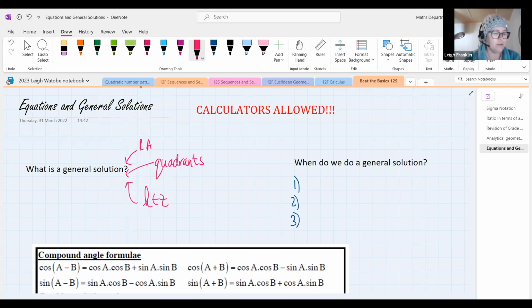And trig is a difficult one because I believe you only really begin to understand how trig works when you learn about general solutions in conjunction with the graphs, because your general solution comes from your graph. But often we don't teach the two together.